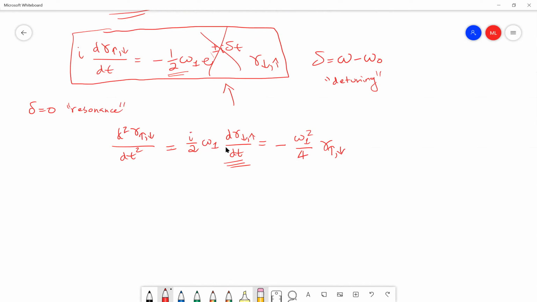Because you can just immediately integrate it up. We know what the solutions are for gamma up and down. And yeah, so the solutions we can write as follows.